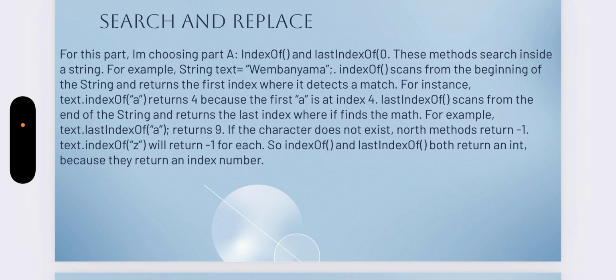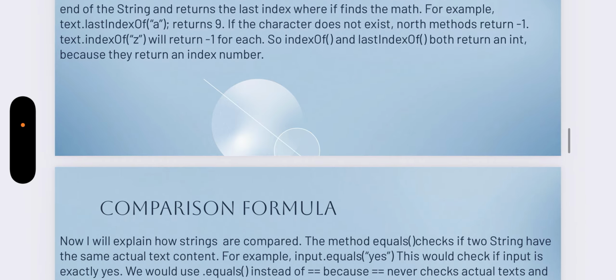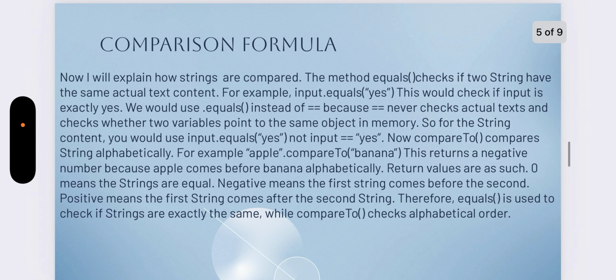lastIndexOf scans from the end of the string and returns the last index where it finds the match. For example, text.lastIndexOf('a') returns 9. If the character does not exist, the method returns -1. text.indexOf('z') will return -1 for each. So indexOf and lastIndexOf both return an int because they return an index number.